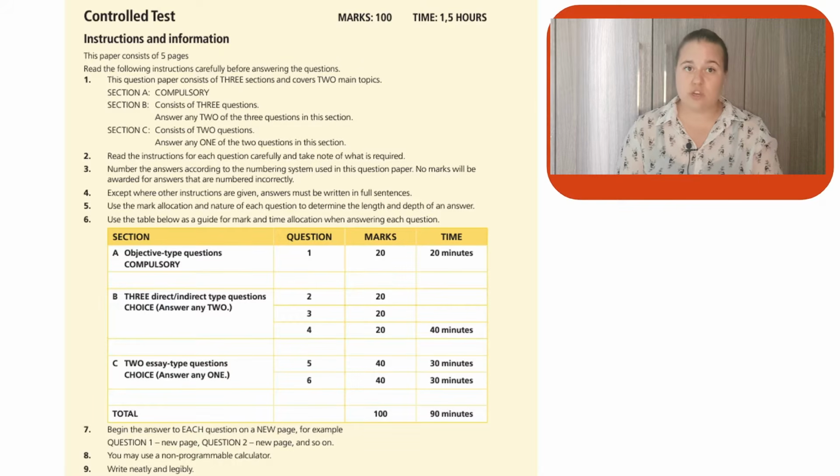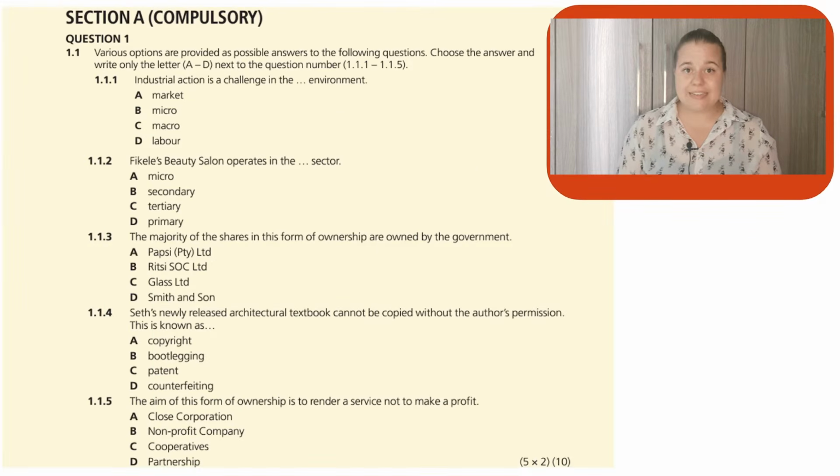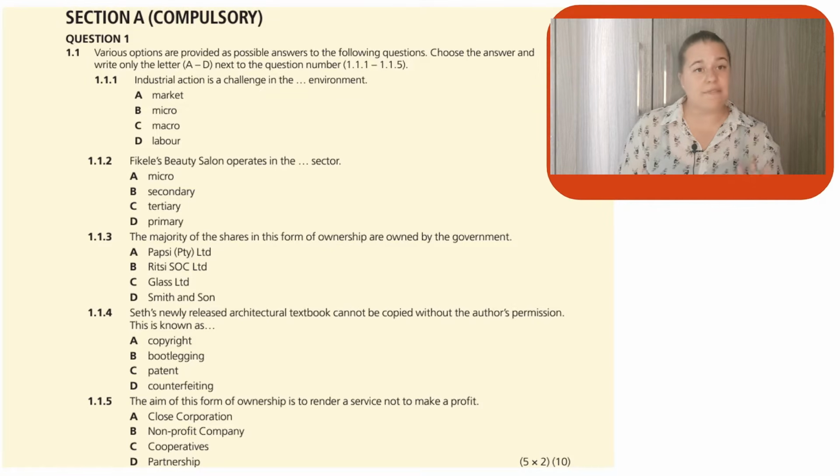Then begin each question on a new page, and you may use a calculator. I haven't seen this too much in business, but you may use a calculator and then write neatly and legibly. Alright, so let's kick right into it. We have section A. Okay, remembering for section A, you get 2 marks each. So for 1.1, you are going to get the 10 marks, should they all be correct. Alright, so industrial action is a challenge in the which environment?